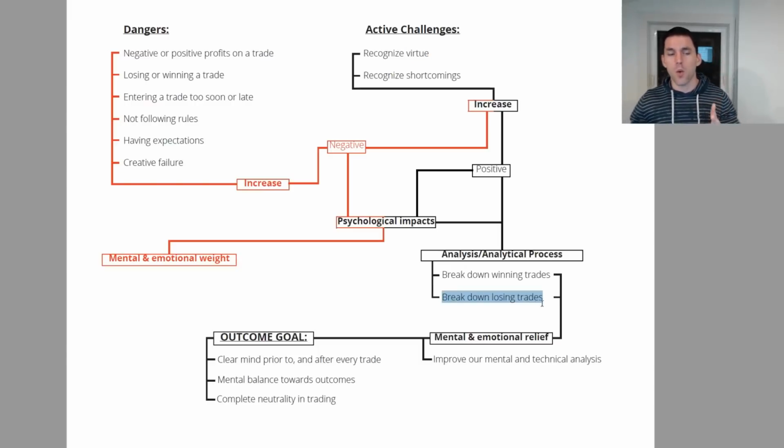Why did it lose? Was it a mental breakdown or a technical breakdown? Did I enter this based on mental triggers? Was I revenge trading? Did I get in too soon or too late? Or did I miss something in my technicals? That's mental awareness, and that's mental training, because you have to have the mindset to say, there's a breakdown somewhere. How do I fix it?